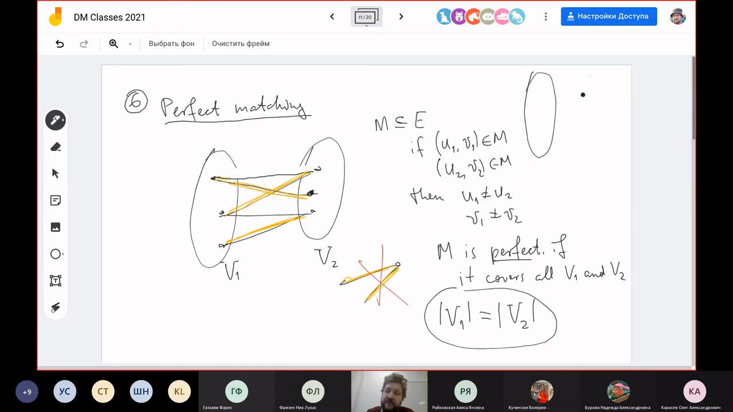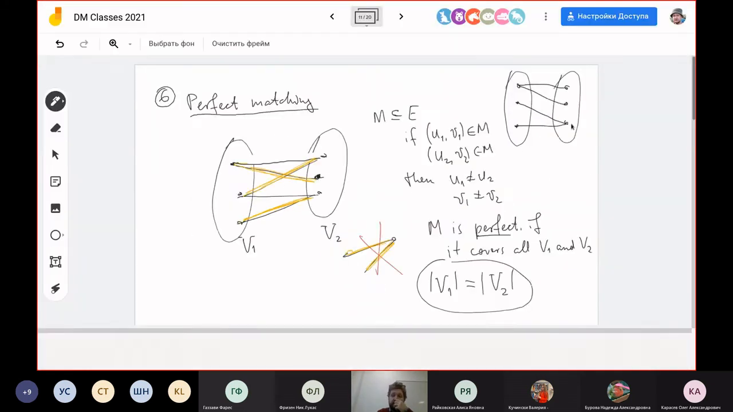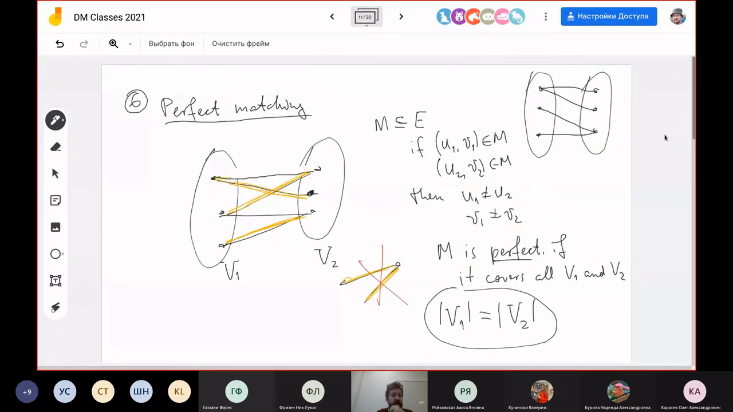You have this and that. You have three here. You have three here. And this guy is connected to two. And this guy is connected to two. So such a graph does not have a perfect matching, while it's bipartite and both parts have the same number of vertices. So the question is how to guess.